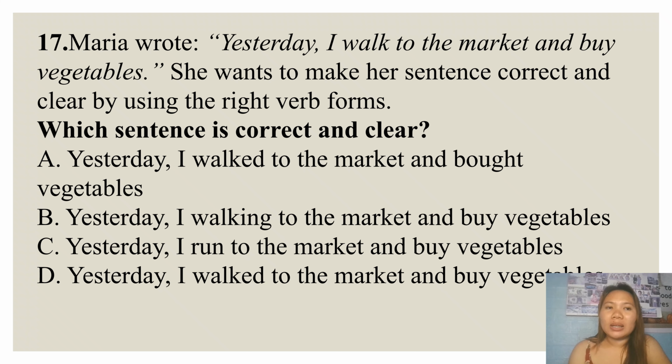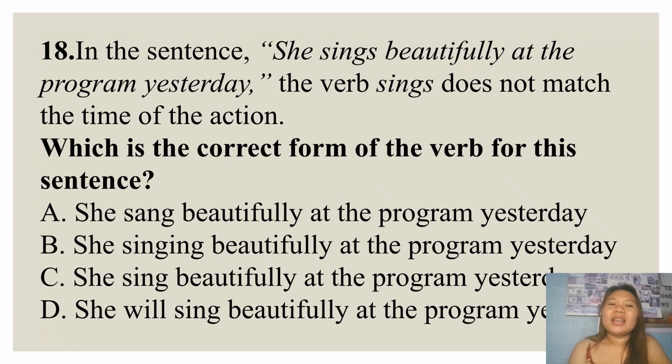3, 2, 1, 18. In the sentence, she sings beautifully at the program yesterday. The verb sings does not match the time of the action. Which is the correct form of the verb for this sentence? A. She sang beautifully at the program yesterday.